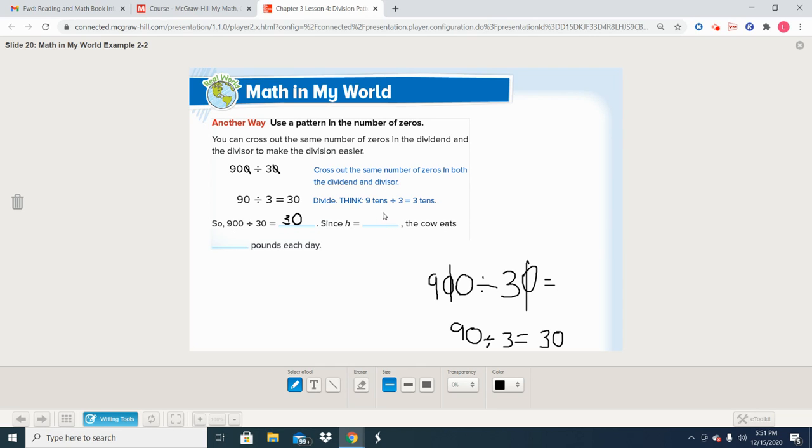Since H is 30, the cow eats 30 pounds each day.